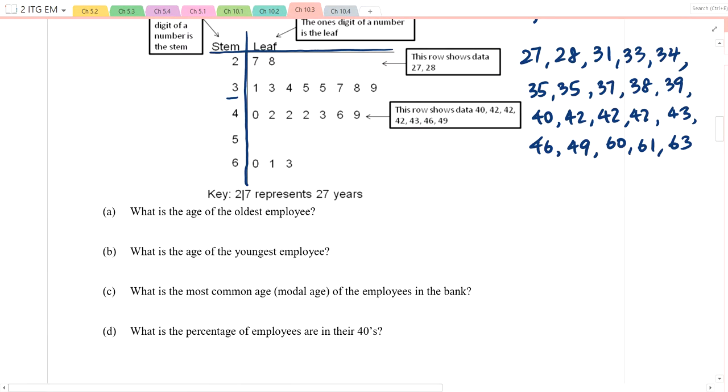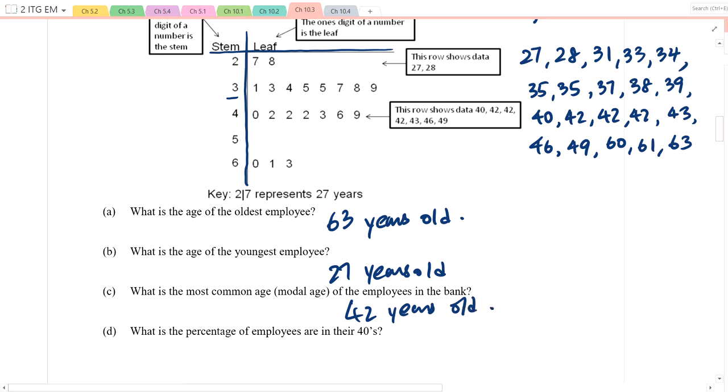Okay, let's see how fast we can do this. Part A, answer: 63 years old. Part B, 27 years old. Part C, 42 years old. And the last one, in their 40s, what does that mean? That means 40 something, right? We got 1, 2, 3, 4, 5, 6, 7.